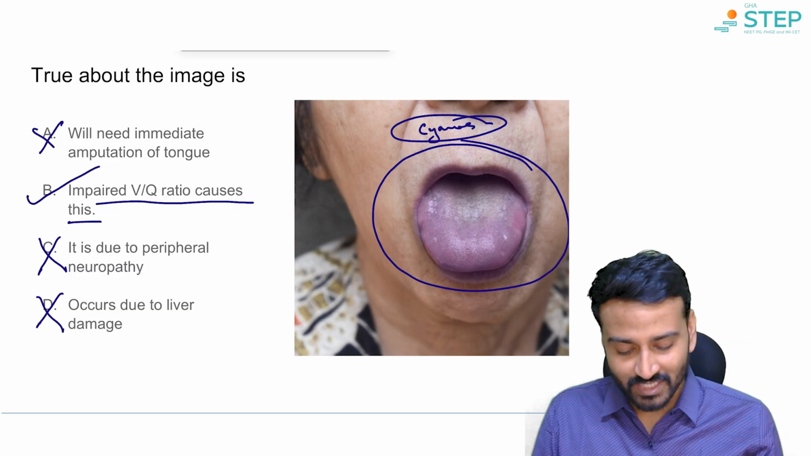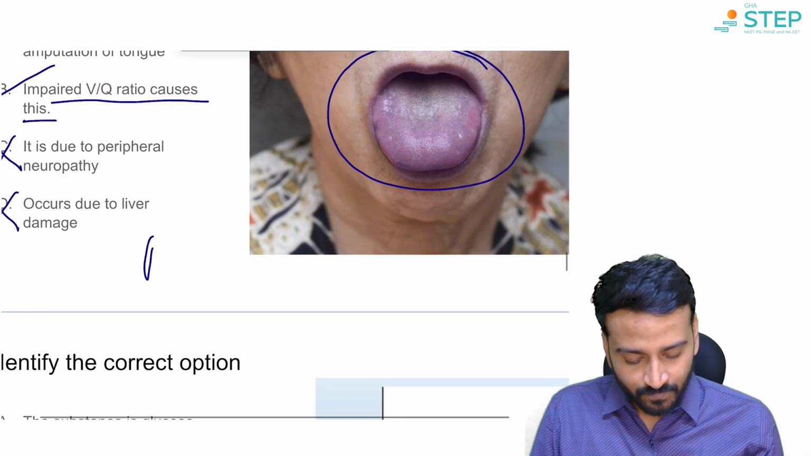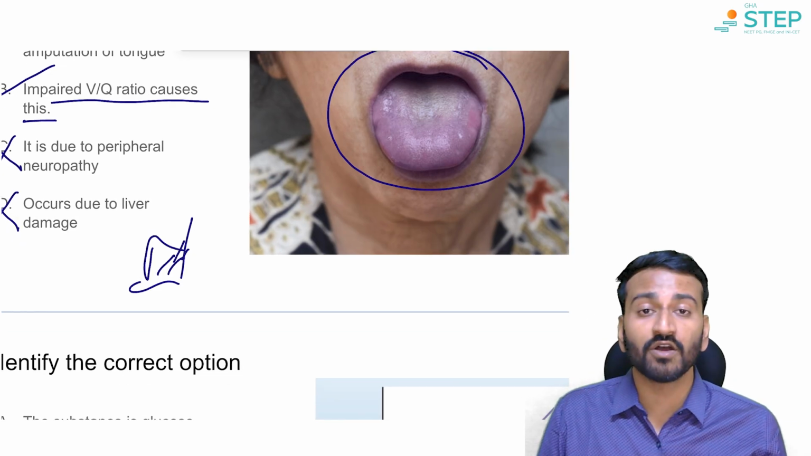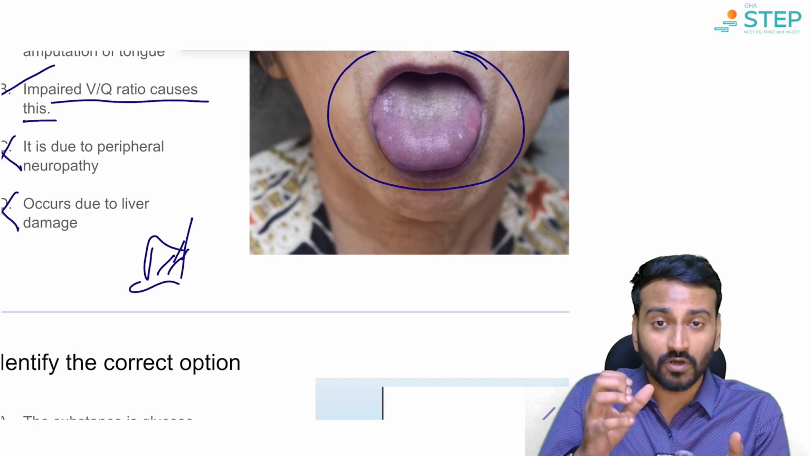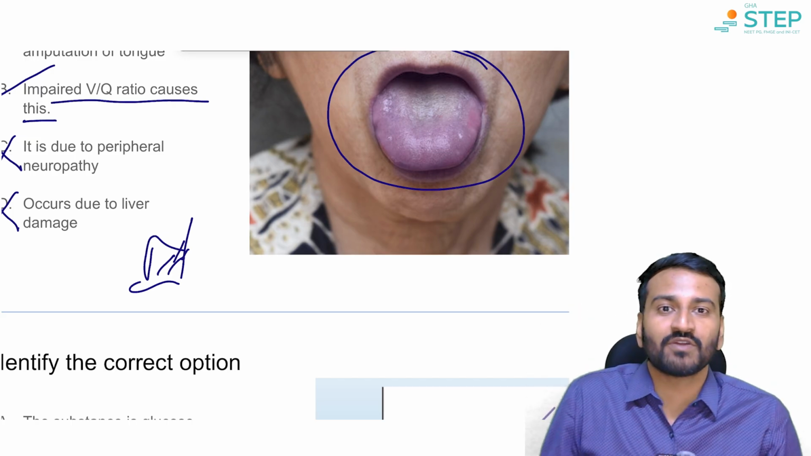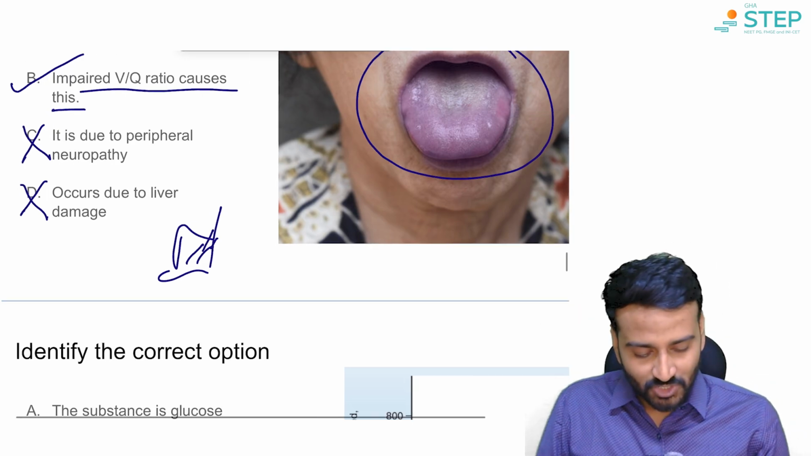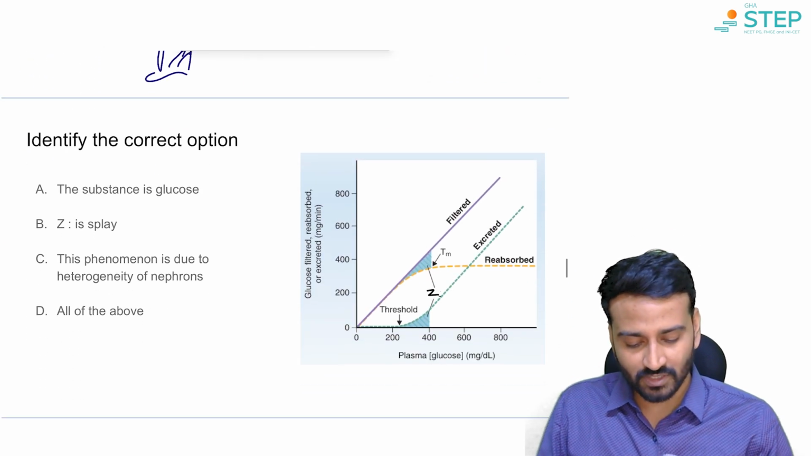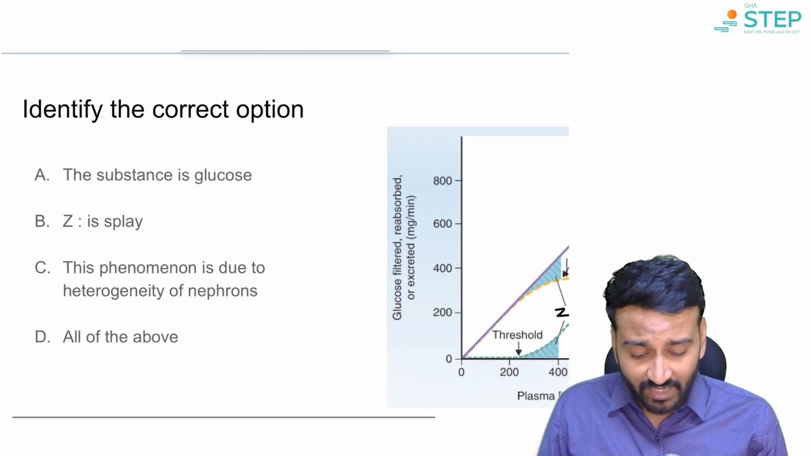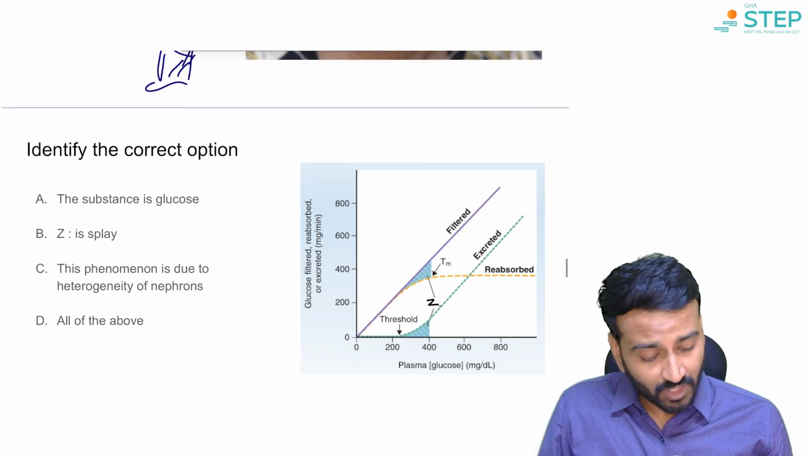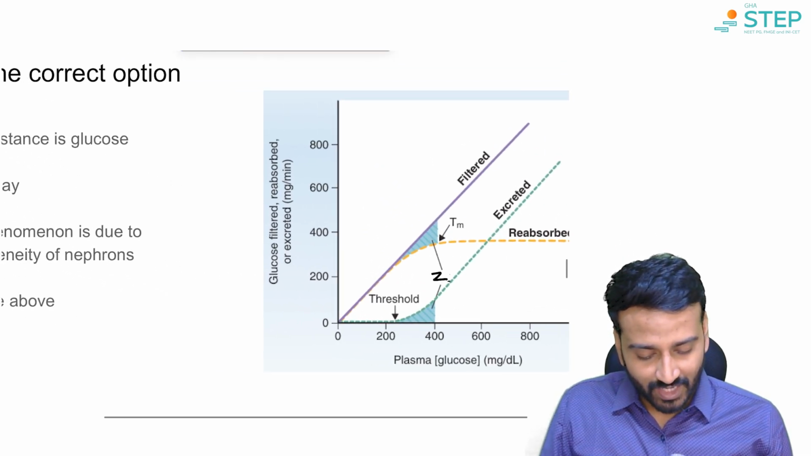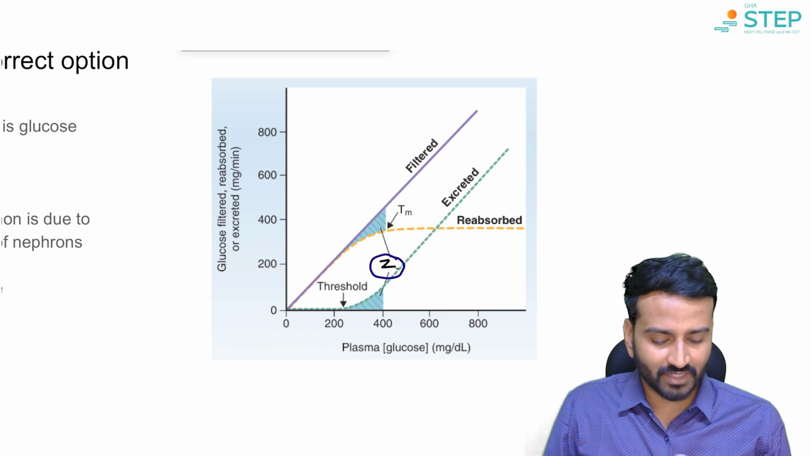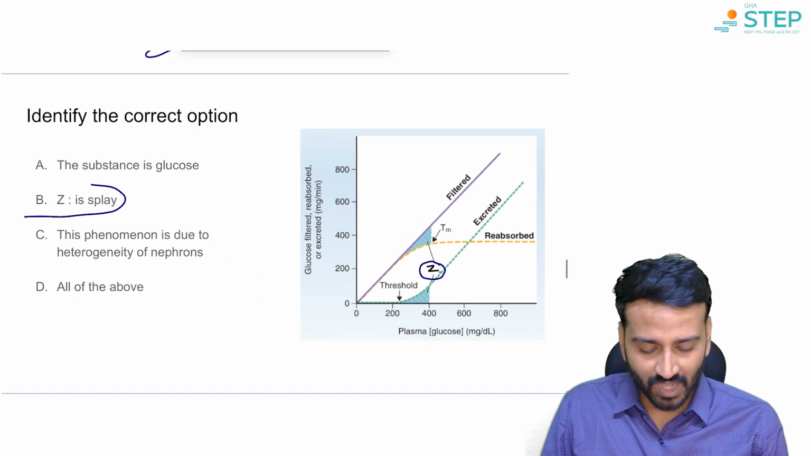So, answer is B. There is enough ventilation, that means the airflow is there, but the perfusion, the blood flow to the lung to accept the oxygen that is coming from the atmosphere has decreased. So this is impaired ventilation perfusion ratio causes. Identify the correct option. See here, regarding the Z point we have to identify. They marked it because it is also asked in the option.